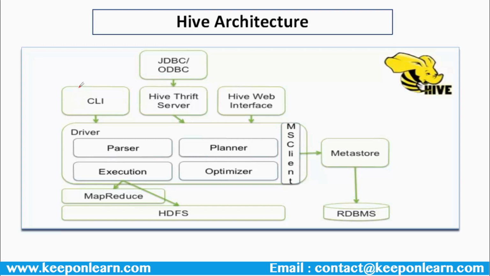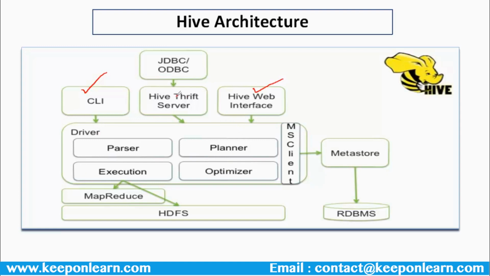One is the CLI, the command line interface. You can simply open a command line interface and key in your queries, and they will be converted into a series of MapReduce programs. Or you can use the web interface. What I mean by web interface is very simple. You open a URL, put your queries in it, and those will be converted into a series of MapReduce programs by sending them to the engine.